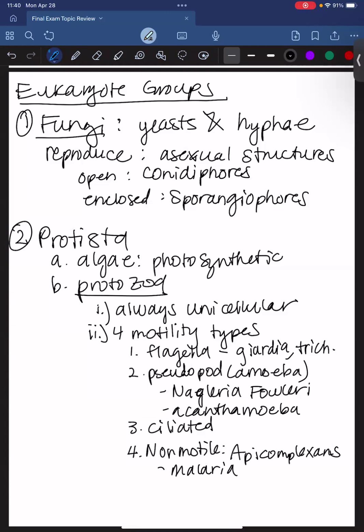And then, yeah, I don't know. This is fine. We'll just leave it with this. So there's some examples of each of these. Okay, so those are the protista.